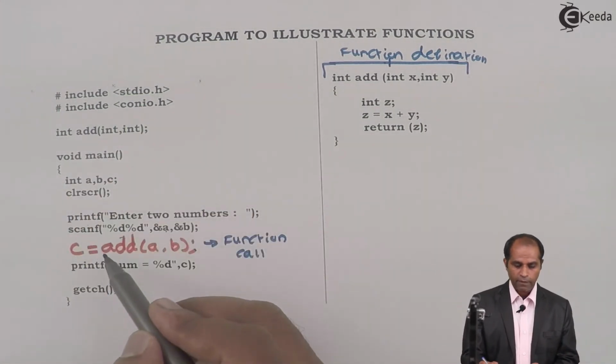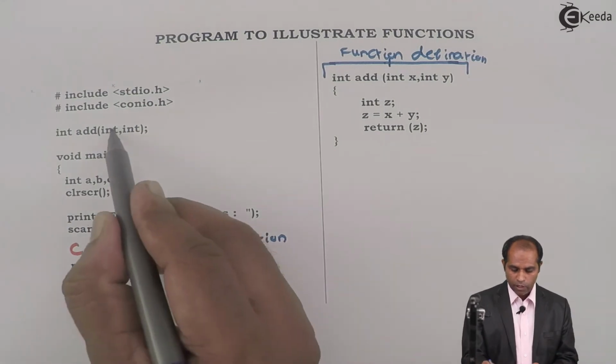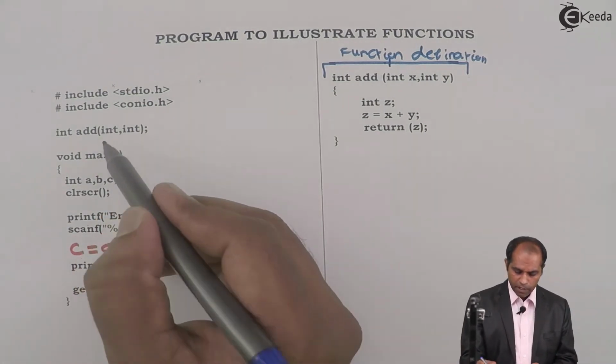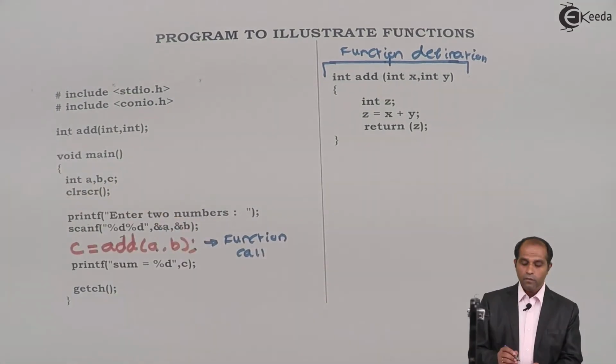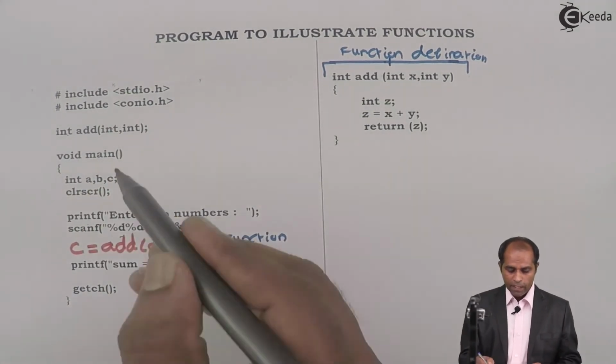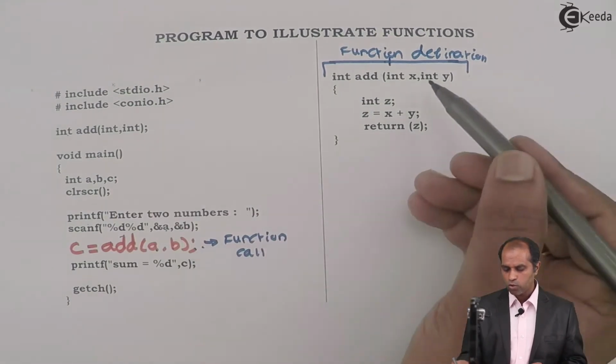ADD, add. Yes, you have declared properly. It accepts how many values? 2 values. There are 2 arguments. The first is of type integer. The second is of type integer. What type of value it returns? Integer. So, int. When the function call matches with the declaration, at that time the call goes to the definition.